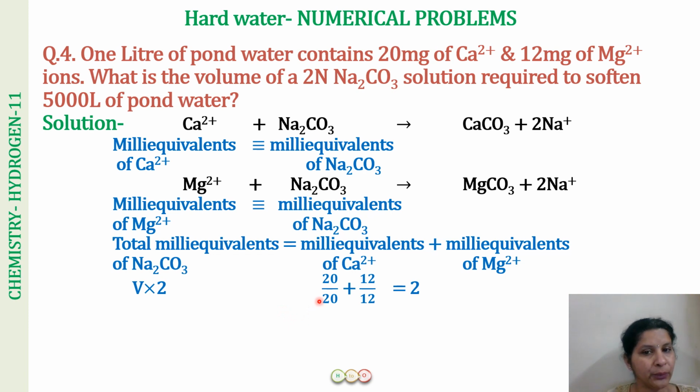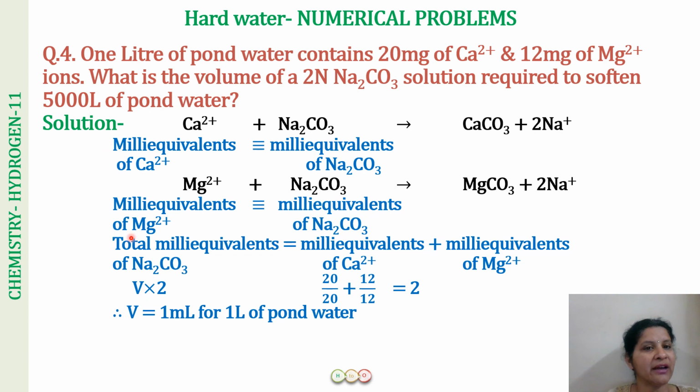40 divided by 2. And then we have magnesium. So magnesium is 12 milligram divided by 12. Again, the equivalent mass of magnesium, 24 divided by 2. So what we get is 1 plus 1 is 2. So 2 is going to be equal to V plus 2. So the volume is going to be 1 ml for 1 liter of the pond water.